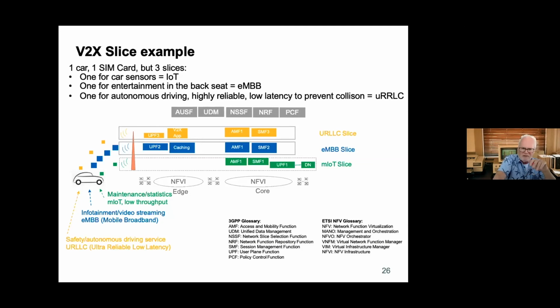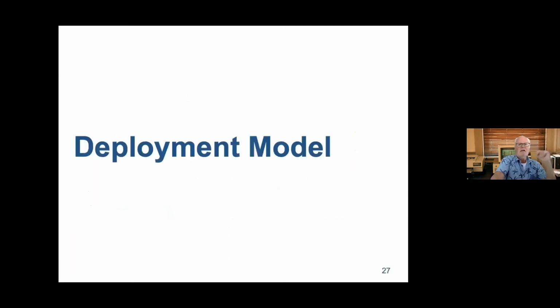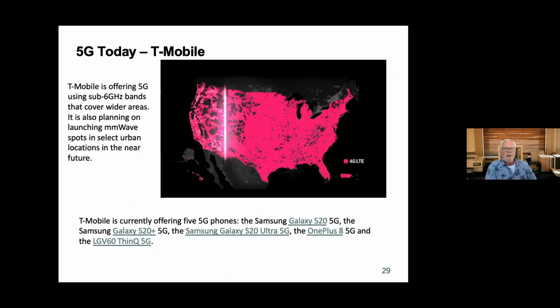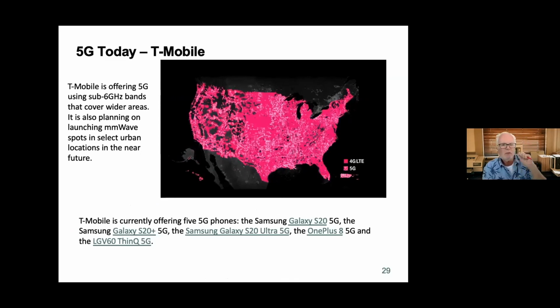So there's a bunch of different acronyms down at the bottom too. This stuff is full of acronyms. As far as the deployment model goes, this is kind of where we are right now. We've got 4G network. We've got phones now with both 4G and 5G functionality, and you've got 5G phones in the future, I guess. If you look at what T-Mobile has done today, this is their network.